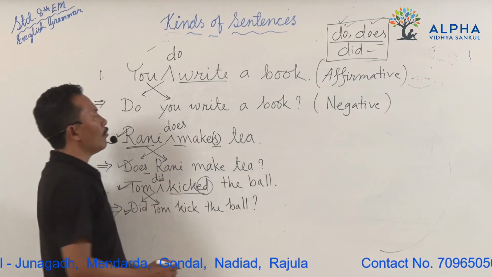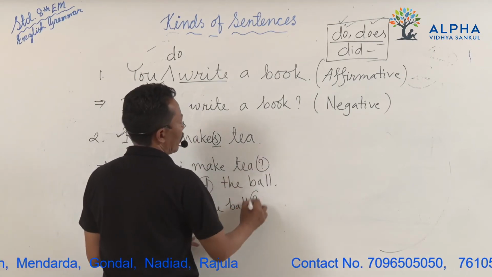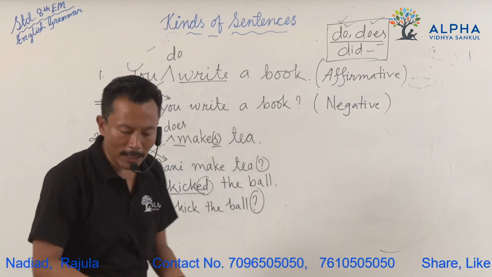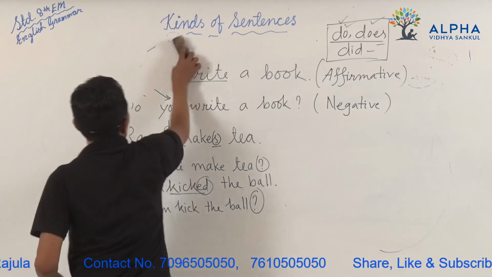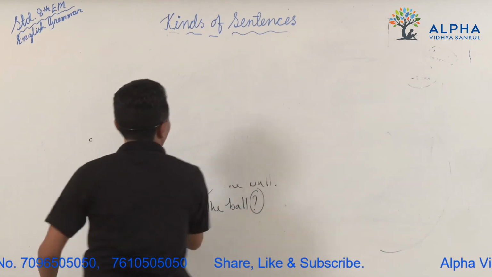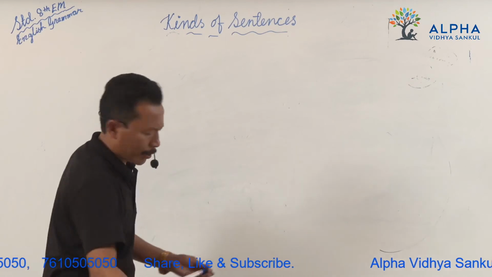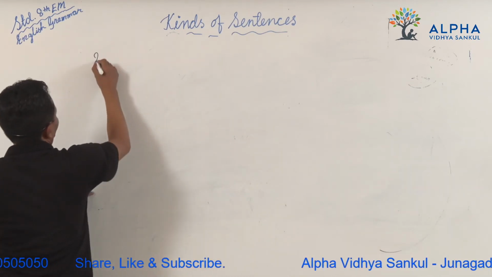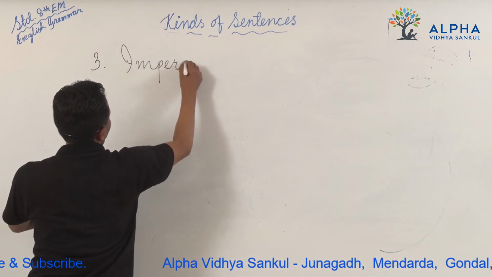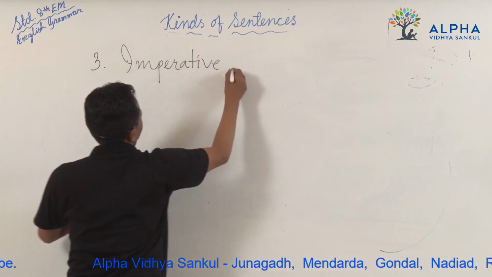How can we find out? You will find this symbol, then you easily understand this. Asking questions. So the third one is the imperative sentence.